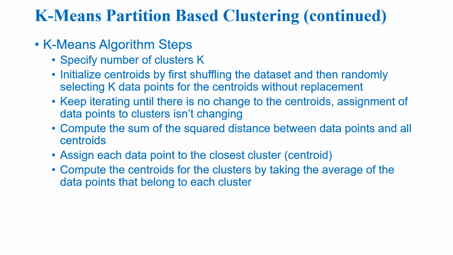Then you compute the sum of the squared distances between the data points and all the centroids. You assign each data point to the closest cluster centroid, and you compute the centroids for the clusters by taking the average of the data points that belong to each cluster.